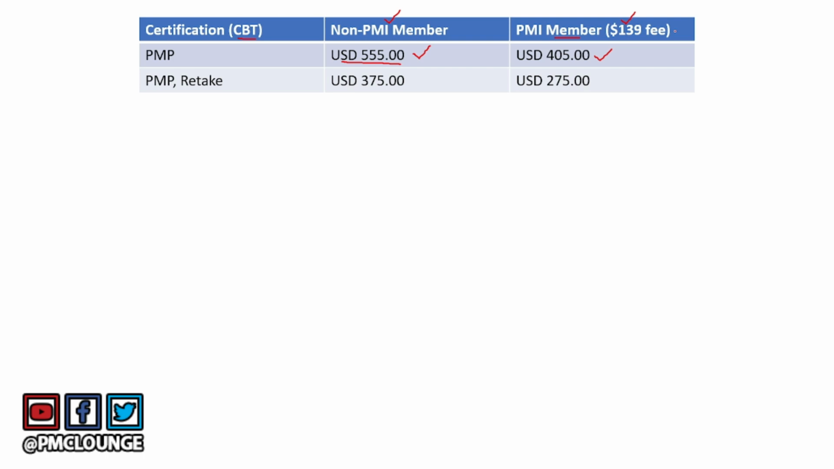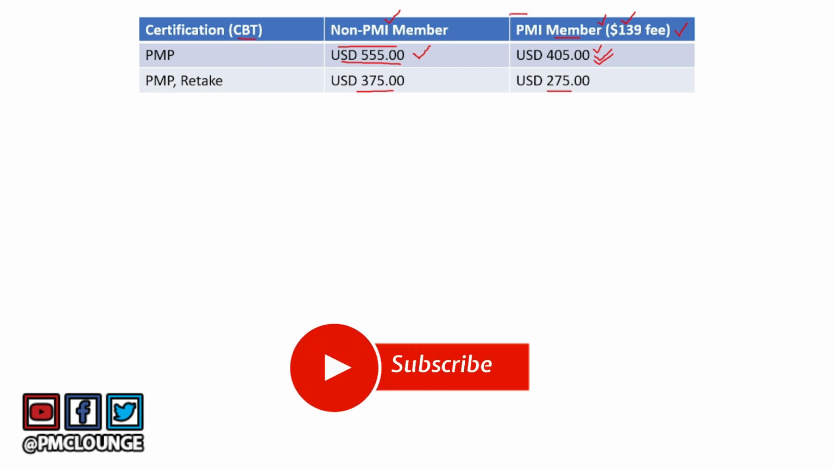So it's actually cheaper to first become a PMI member and then take up the exam, rather than taking up the exam as a non-PMI member. So that is why most of the people who take up the PMP exam, they first opt for the PMI membership and then they opt for the PMP exam. If you're not able to clear the exam and you want to retake it, then if you're not a member, you need to pay $375. If you're a member, you need to pay $275. So of course, there's discounts going on if you are a PMI member.